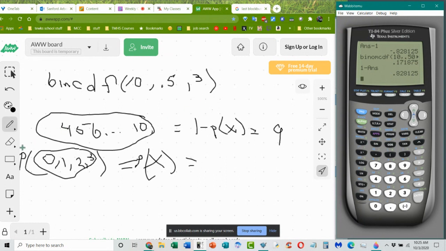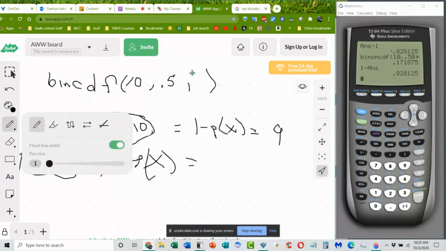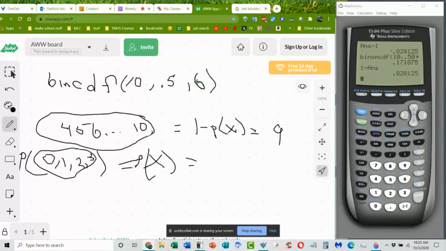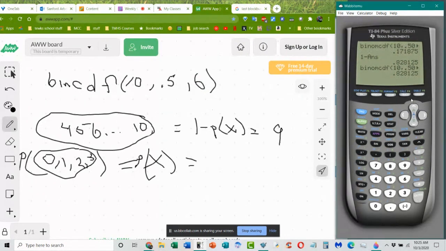However, in the real world, passing is a 70. So the chance of getting six wrong on a true false quiz. This is your chance of failing a true false quiz in the real world if you haven't studied, and so therefore the chance of passing is 70%. You have a 70% chance of actually passing a true false quiz if you don't know anything.